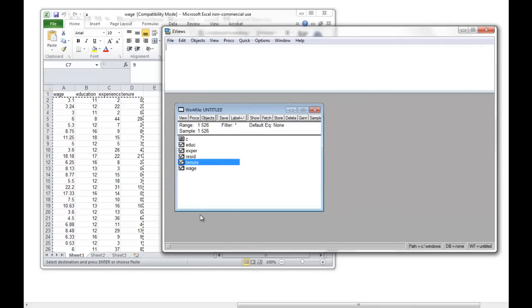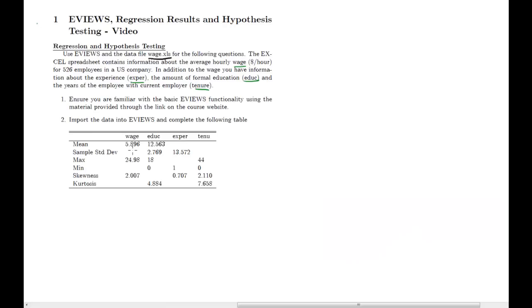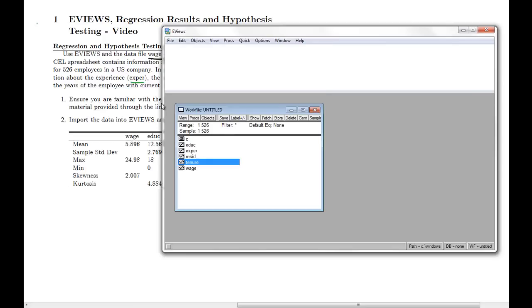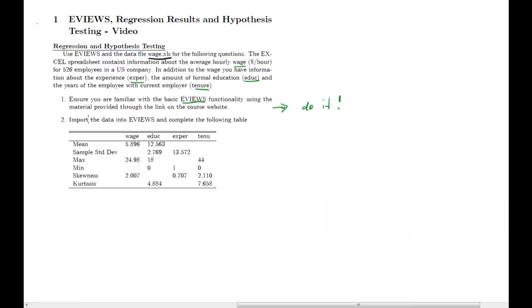Okay, so now the first task. Firstly, you should be familiar with eViews. You already had an eViews tutorial in semester one, and I can just say, do it, use eViews. If you don't, it's your own problem, frankly. Doing all the stuff here we do in this course in eViews is a great way to learn the econometrics behind it better. So the next task is we want to import the data.